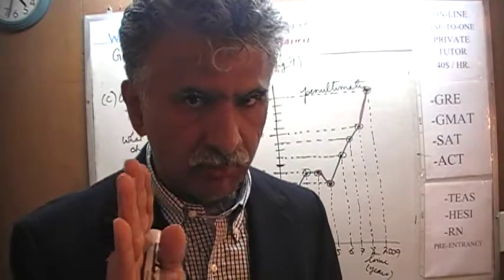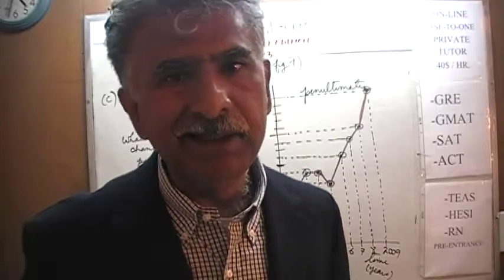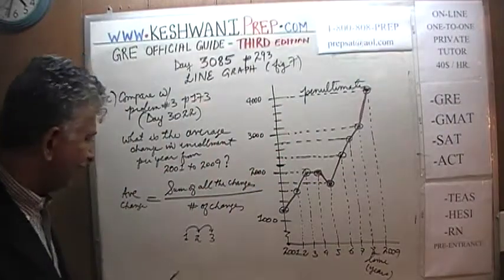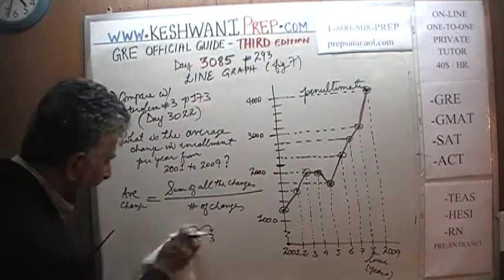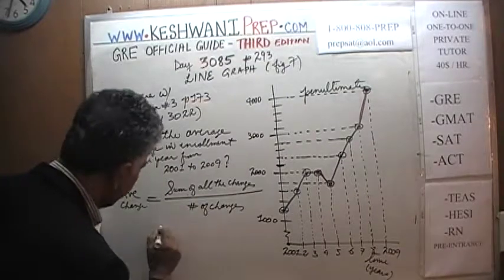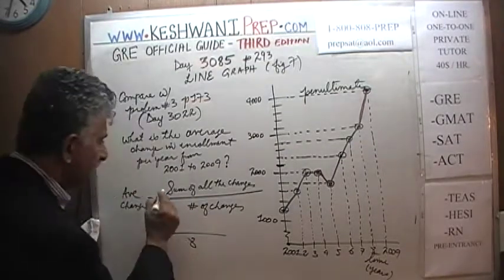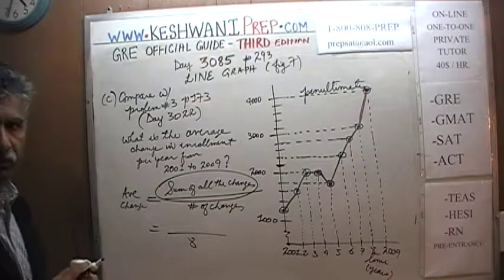Here we have a period of 9 years from 2001 to 2009, but we have 8 changes. So the bottom is going to be 8. Number of changes is 8. The question is, how do we find the sum of all the changes?